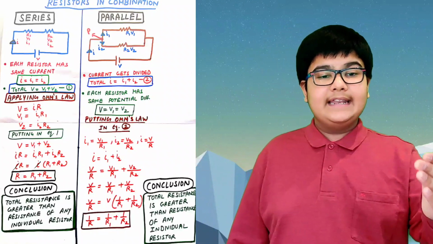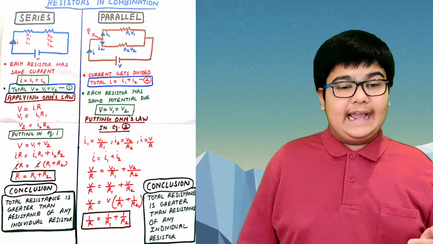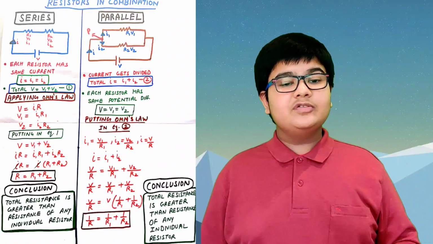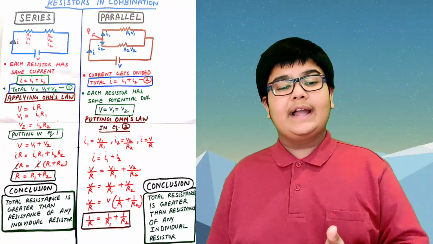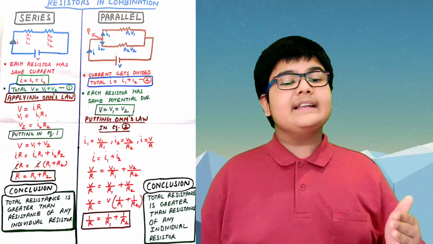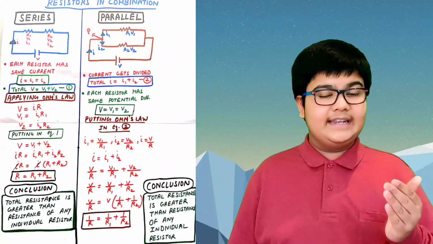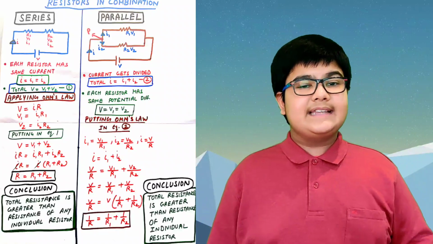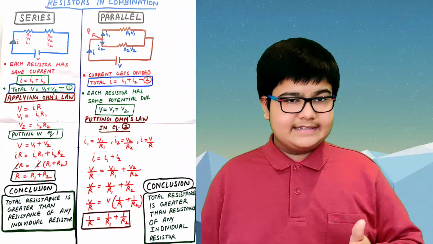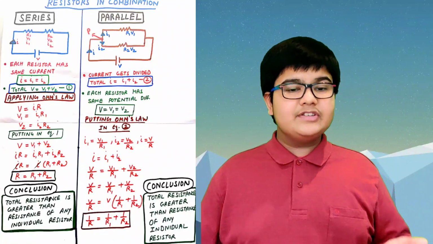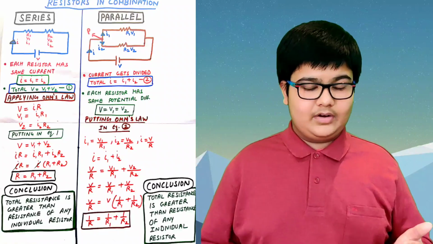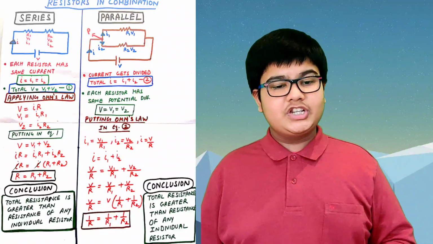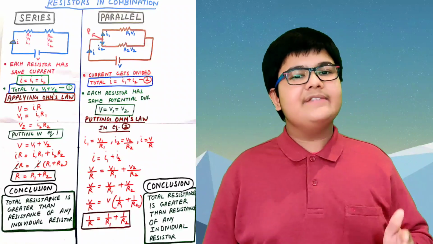Now we put this in equation 1. We get that IR is equal to I1 R1 plus I2 R2. Now as we know that I is equal to I1 is equal to I2, so we can take them common and cut them. So from this we get the final equation R is equal to R1 plus R2. This means that the total resistance in a series combination is equal to the sum of the individual resistances of the resistors. From this we can conclude that the total resistance in a series combination is greater than the resistance of any individual resistor.